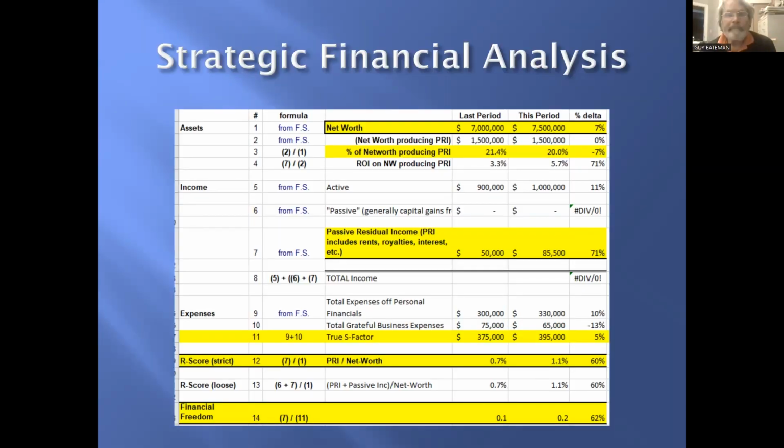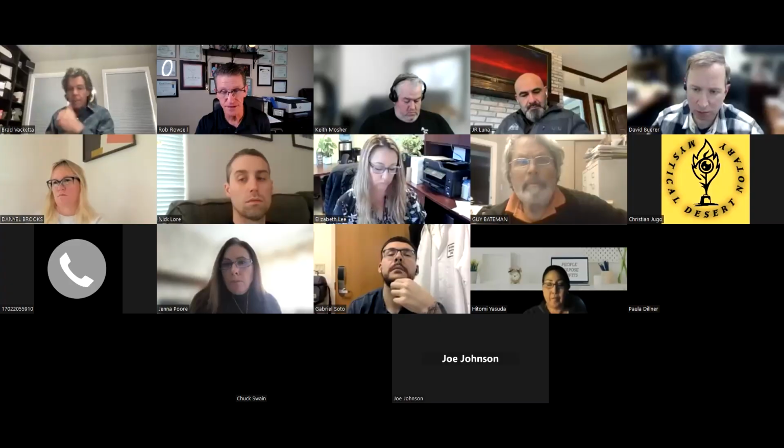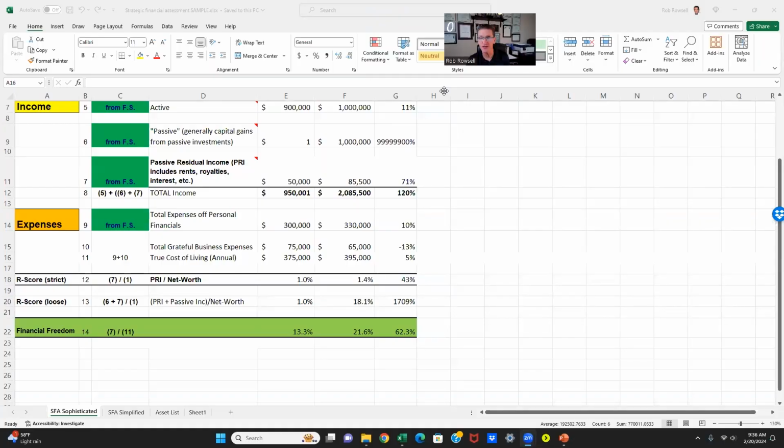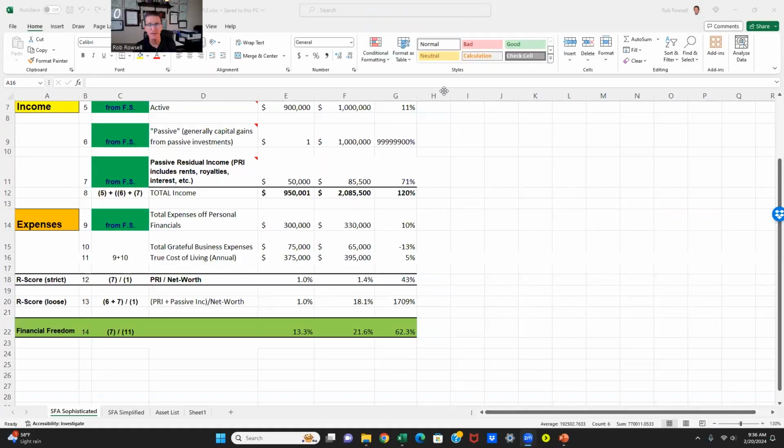An SFA, which is a strategic financial analysis, is a way to break down our wealth and really determine how we're doing on the financial freedom formula. So this is an actual spreadsheet that we have here in the community.